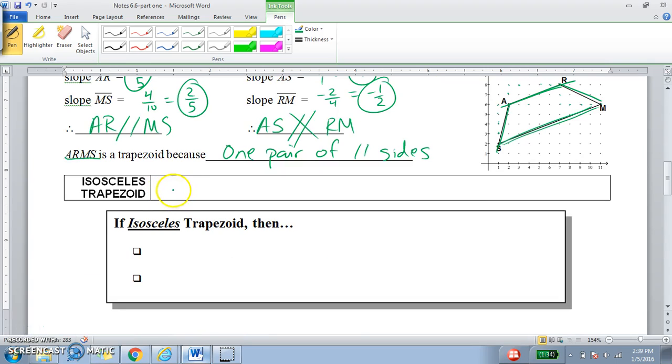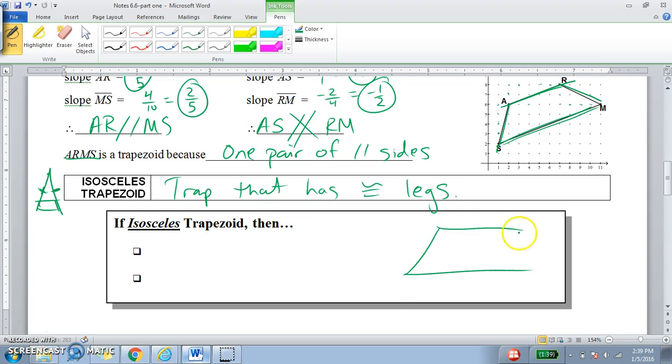Okay, an isosceles trapezoid. We've talked about isosceles triangles before. An isosceles triangle is a triangle where two of the sides are congruent. So an isosceles trapezoid is the same thing. It's a trapezoid that has congruent legs. Just like for a triangle, we call the two sides that are congruent the legs. For a trapezoid, an isosceles trapezoid means that these sides are parallel and these legs are congruent to each other.